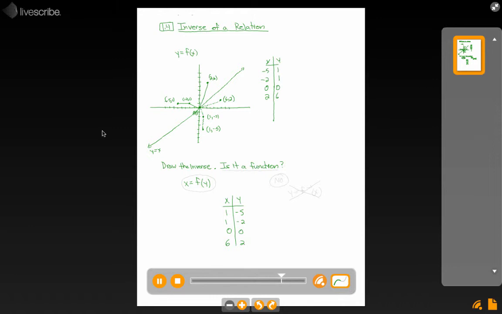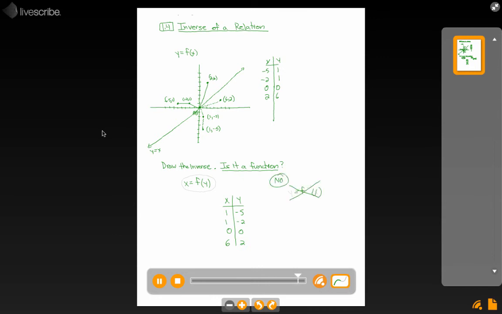Now the second part of this question is, is it a function? If you remember, one of the easiest ways to test for a function was called the vertical line test. If a vertical line touches your graph in more than one place, it's not a function. And this one definitely is not. There's this vertical section of the graph here, which means that for one value of x, there are multiple different values of y, so the answer is no. The inverse is not a function.